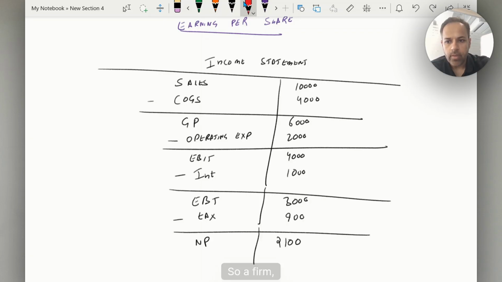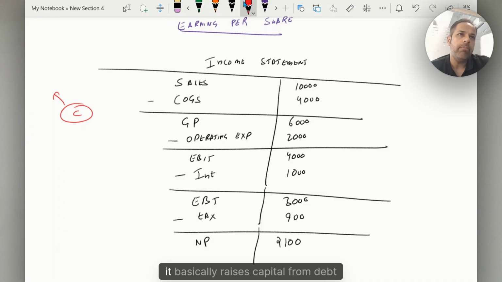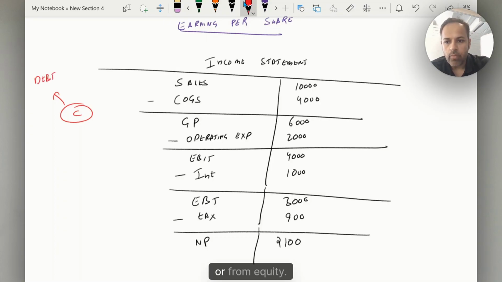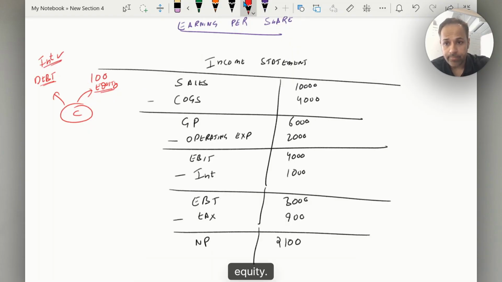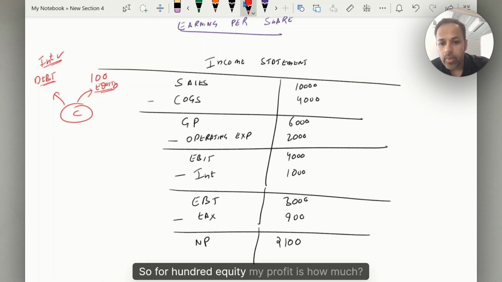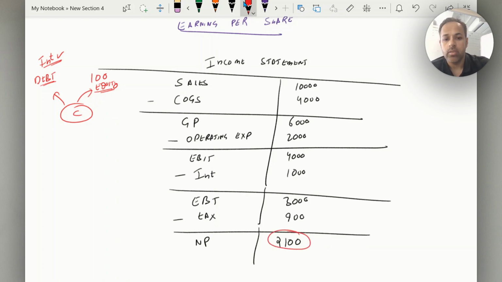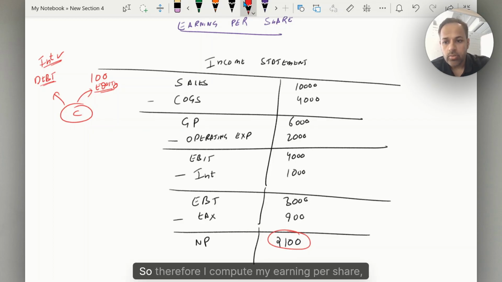Suppose this is a company. It basically raises capital from debt or from equity. For the debt they have paid the interest, but for the equity, let's say I have 100 equity. So for 100 equity, my profit is how much? 2,100. Therefore I compute my earning per share. That is, for one share, how much profit I have made.